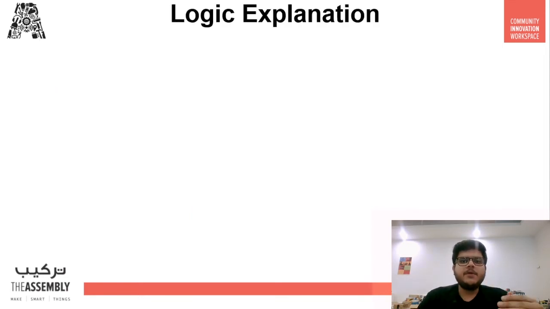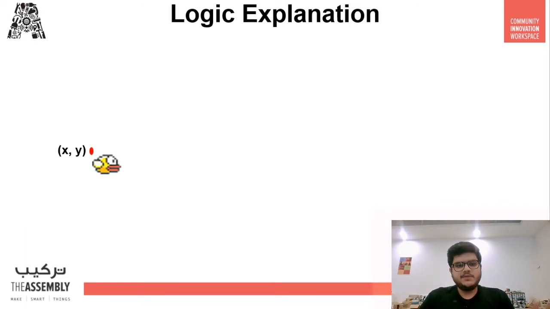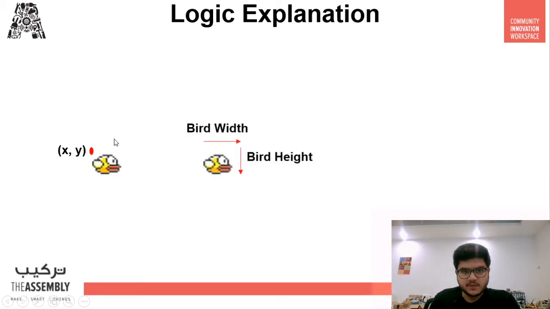Now, a bit of logic explanation. We'll go into detail when we are talking through the code, but for the time being, we need to understand these points because they are very crucial in understanding the code later on. Every image, for that matter, has two coordinates, x and y. When we are talking about the x and y coordinate of the bird, for example, this is what we are talking about. This is the x and y coordinate of the bird, and this over here is the entire width of the bird, and this is the height of the bird.